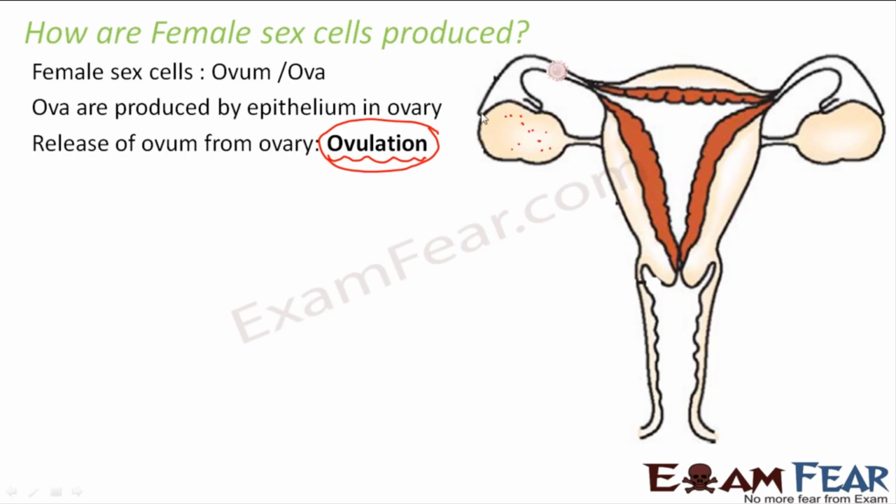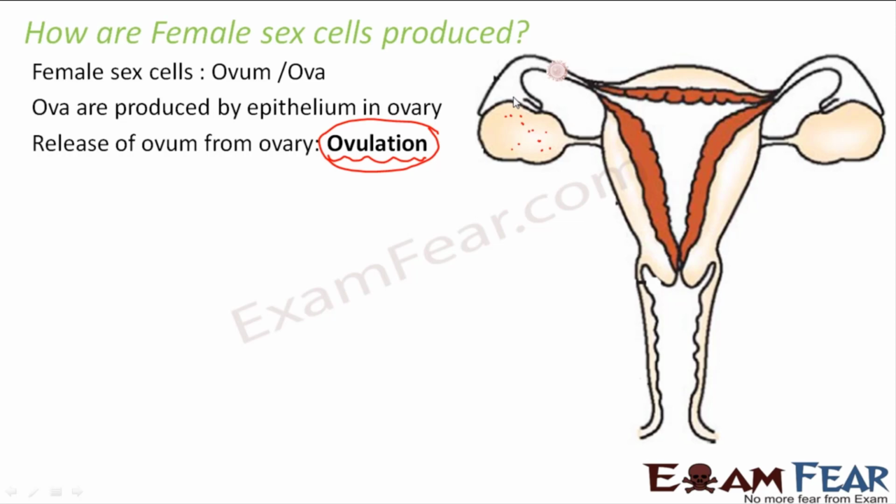Now the funnel-shaped end of the fallopian tube with small projections will push the egg out of the ovary. This release of egg from the ovary is known as ovulation. So it is a very important process. Clear?